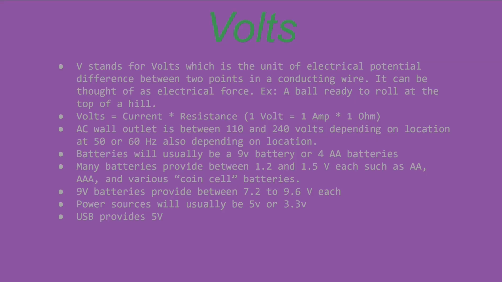Batteries, we'll be dealing with double A's, triple A's, 9-volt batteries for the most part. Many batteries are single cell, so they provide like 1.2, 1.5 volts each. And often the battery type is just the form factor. It's not providing any more or less. Same thing with coin cell batteries. This is often why things don't run on a single battery. You need one, two, three, four, whatever. 9-volt batteries are a little bit different because they have multiple cells, so they'll provide somewhere between 7.2 and 9.6 volts each. And why there's that range, we'll explain in a later video.